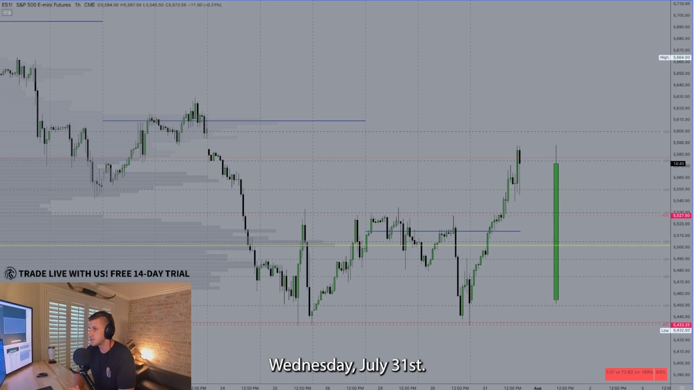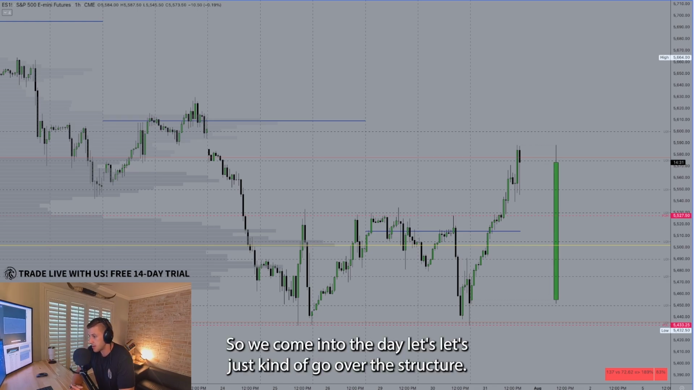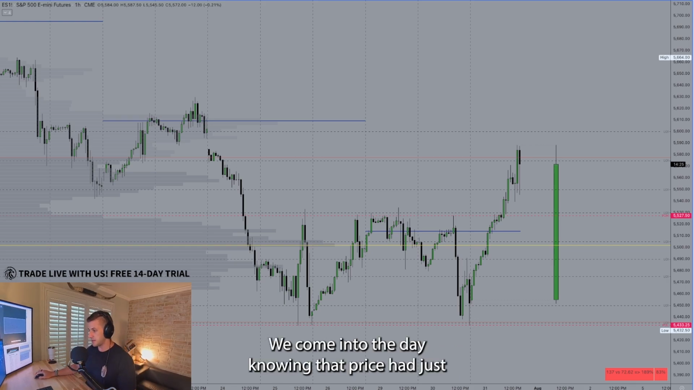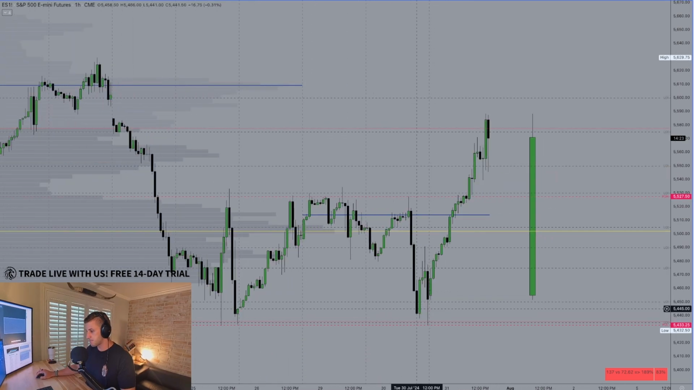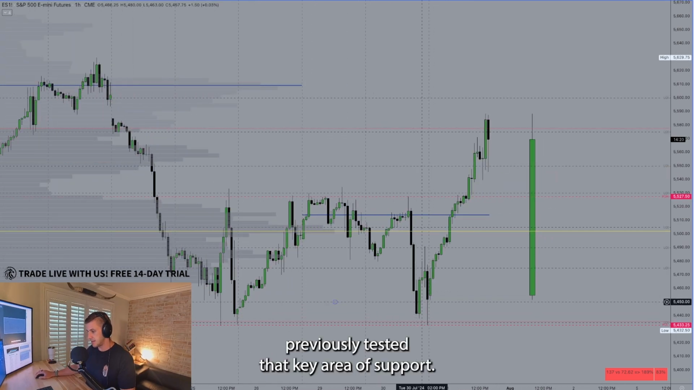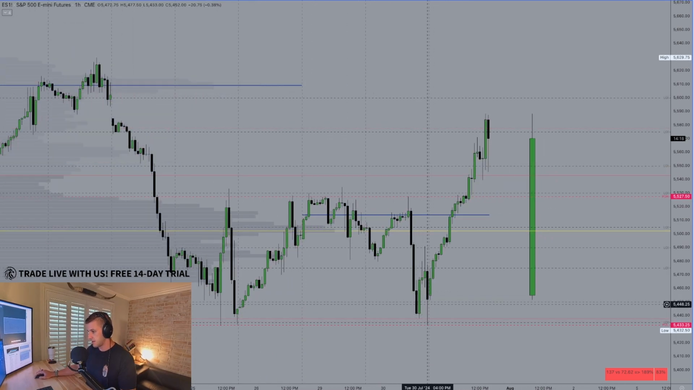Alrighty, Wednesday, July 31st. We are now officially post FOMC. It was a really nice session today. So we come into the day. Let's just go over the structure here. We come into the day knowing that price had just previously tested that key area of support.